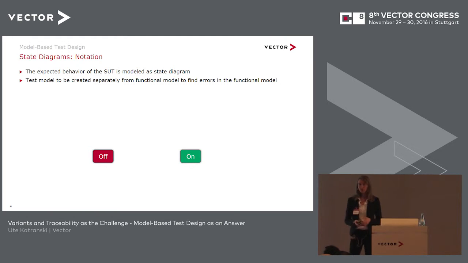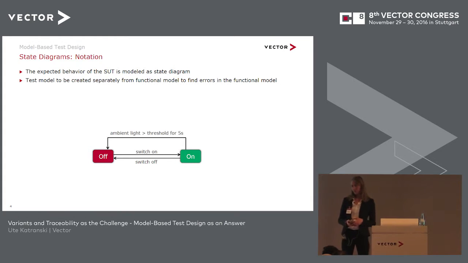So we have two states, on and off, of course. And then I have switch on and switch off. These are the transitions from state A to state B, manual light control or automatic light control. If the ambient light for a certain time exceeds a threshold, then the light is supposed to be switched off automatically, or the other way around. So these are the states described in the context of my requirements.